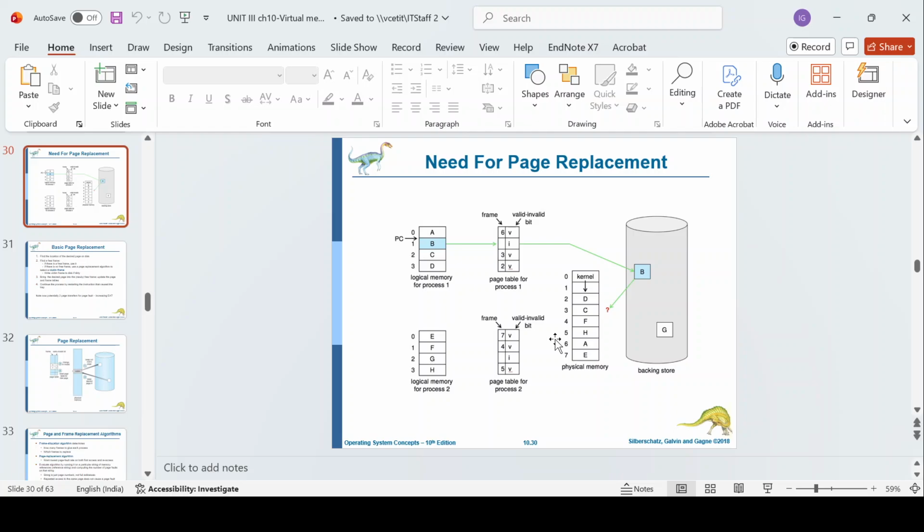We search for a free frame in physical memory, but there is no free frame for loading page B. So we need to select a particular page from physical memory and swap it out. We select some other page and swap that page out to secondary memory, and we swap in page B to main memory.